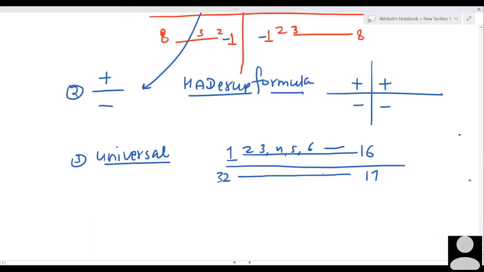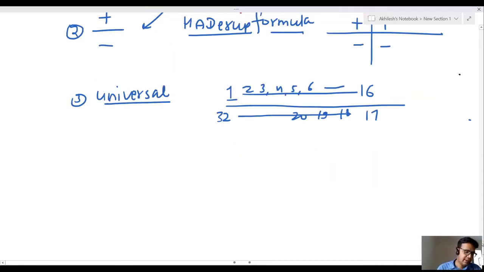1, 2, 3, 4, 5, 6, till 16, 19, 20. This is the universal formula. 1 to 16, then 17 to 32.